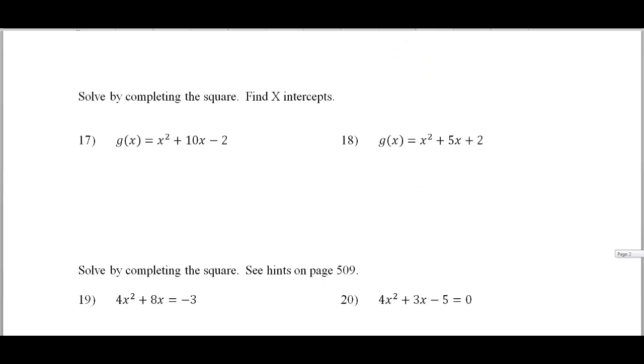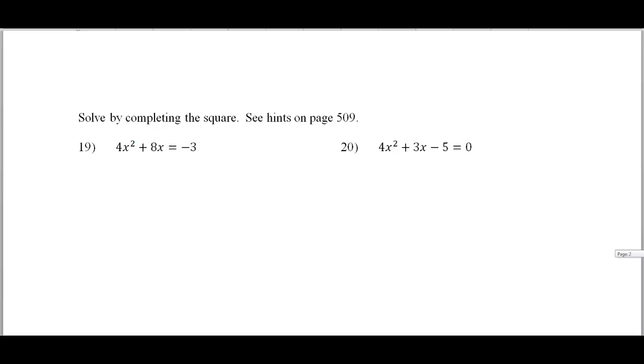Oh, sorry, we just did 17 and 18. Moving on to problems 19 and 20 here, we're going to solve by completing the square. And there are some hints on page 509. The hints talk about the fact that these problems do not have a 1 in front, and it's important to always have a 1 in front of your problem when you complete the square.